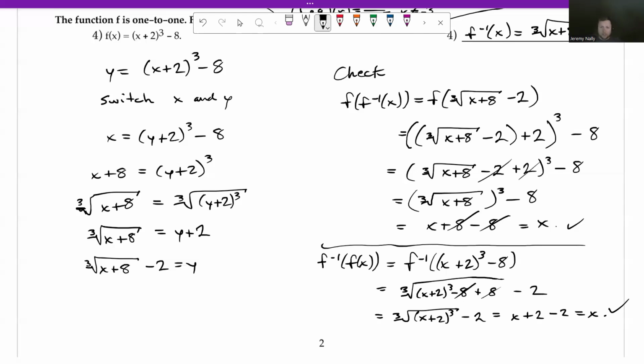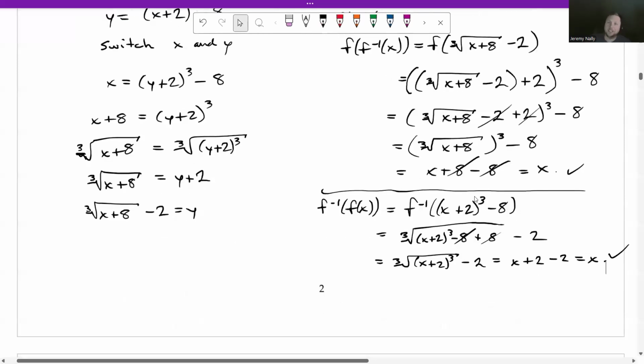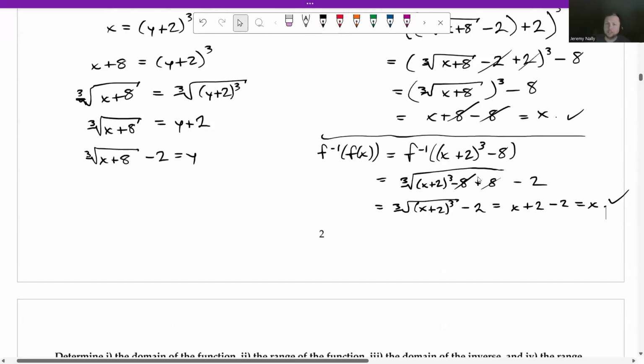All right. So those both checked out. That's how you check these if you wish to check. If I don't ask for the check in the question, it's not required, but it is useful if you want to verify. But as you can see, it is a bit of algebra to do that.